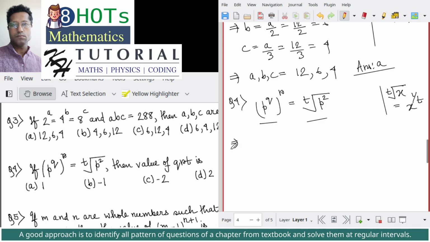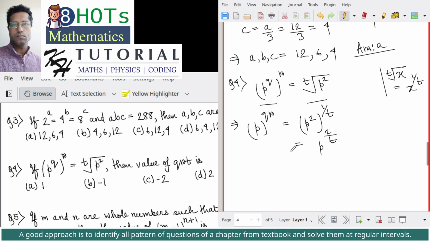Okay, so let's do it. The LHS, applying the laws of exponents, that is power of a power, becomes p to the power qr, which is equal to the right hand side, p square raised to the power 1 by t, since the tth root means the radicand raised to the power 1 by t. Now, after applying the laws of exponents, power of a power, it becomes p raised to the power 2 by t.